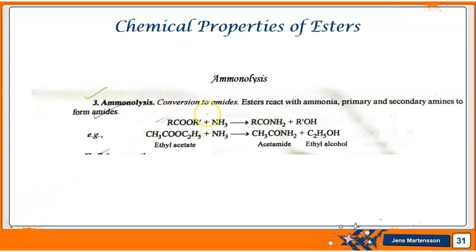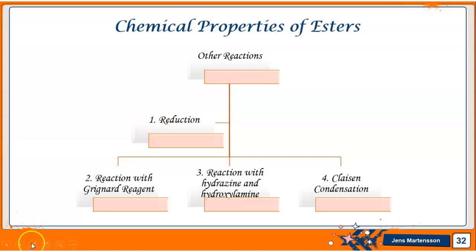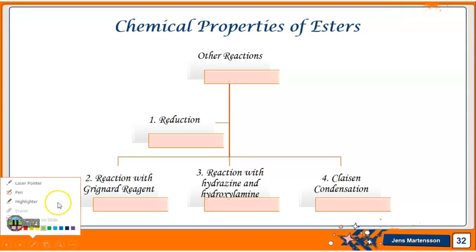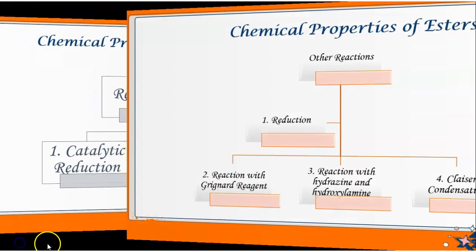Okay, so you can see what is happening. Ester reacts with ammonia, leading to the formation of RCONH2, and the example has also been given where ethyl acetate is reacting with ammonia, giving you acetamide and ethyl alcohol. So this is how you can convert an ester to an amide by reacting with ammonia, primary and secondary amines to form amides. Okay, so there are also some other reactions that include reduction, reduction with Grignard reagent, reaction with hydrazine and hydroxylamine, and Claisen's condensation. So we'll be taking up all these in detail step by step. Let's proceed to the next slide.